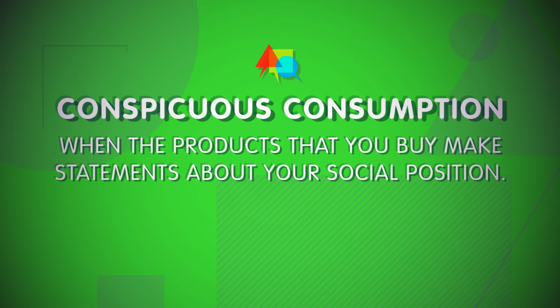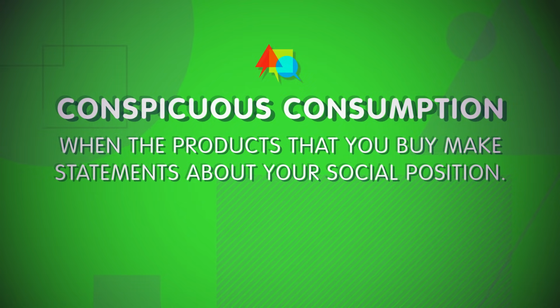Except that they kind of do, in the form of conspicuous consumption. This is when the products that you buy make statements about your social position. Buying a really nice bottle of wine for a dinner party or wearing designer sunglasses isn't just about the thing itself. It's also about sending a message to anyone who sees it.